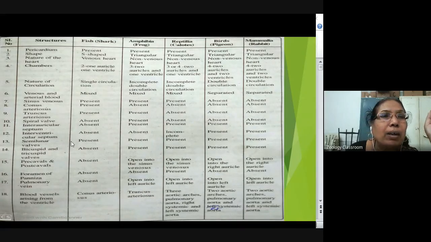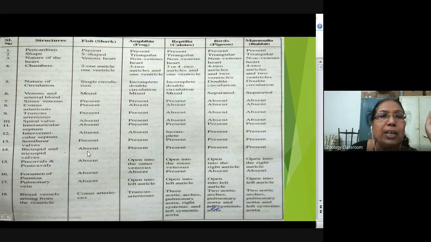Then the spiral wall is absent in fish, present in amphibia, then absent in all reptile, bird and mammals. Then the interauricular septum is absent in fish, present in amphibia, present in reptile, aves and mammal. Then semilunar valves are present in all animals. Bicuspid and tricuspid valves are absent in fish only.